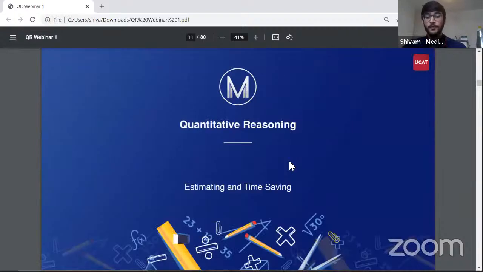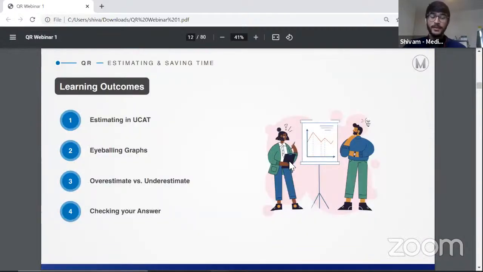So we're going to start off with estimating. We're going to try and go through estimating in the UCAT. We're going to go through a bit on eyeballing, and then we're going to go through overestimating versus underestimating. But again, the whole point of today, what I really want you guys to take out from today is how do you estimate in the UCAT exam? What does estimating mean, and what's the difference between estimating and precision?